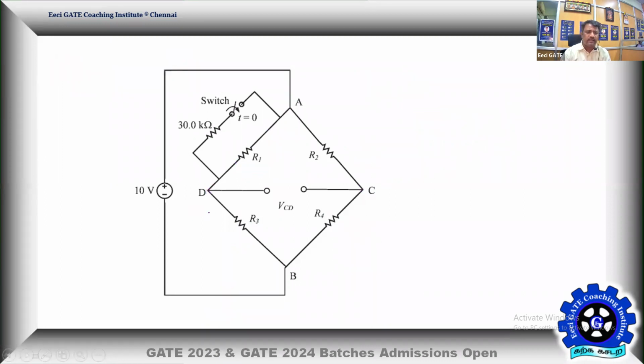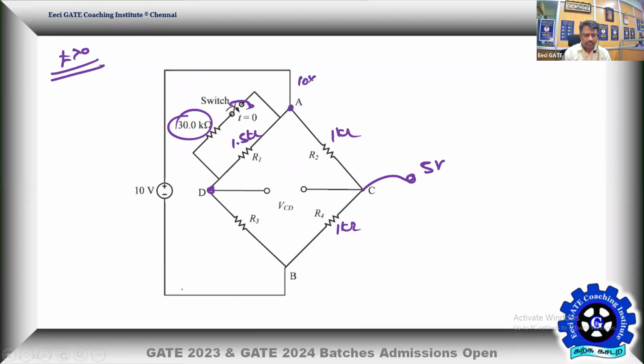That's the point. Now the problem begins for t greater than or equal to 0. Now the switch is closed and 30K is in parallel with 1.5 kilo ohms. So this is still 1K, this is still 1K. That means point C is still at 5 volt as determined earlier. So we need to find out only the point D potential. For that, we need to find out once again the potential at the point D.